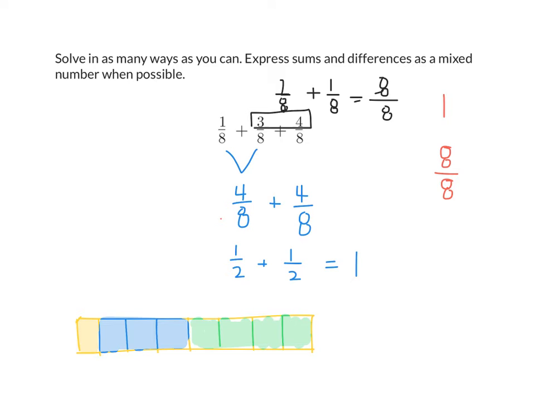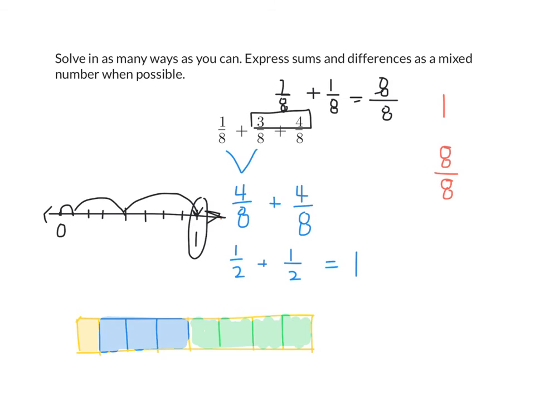Very good. How could I use a number line to solve this? Remember, a number line is another picture that we've used to try to do this. We could do the same thing. We could split the distance from 0 to 1 into eighths, right? And then we could start at 0. We can move 1/8. Then we can move 3/8. Then we can move 4/8, and we can see that we end up at 1. Okay? So today when you're asked to solve these questions in as many ways as possible, don't forget that tape diagrams and number lines are also really good strategies to use.